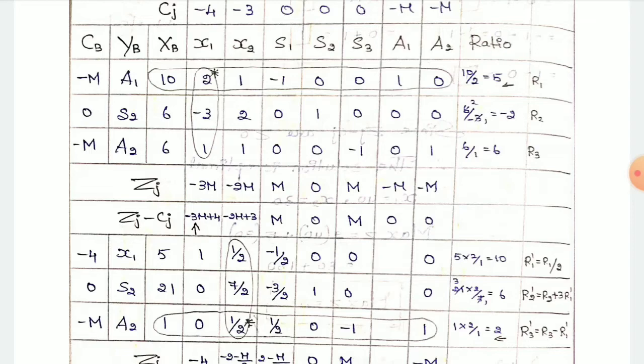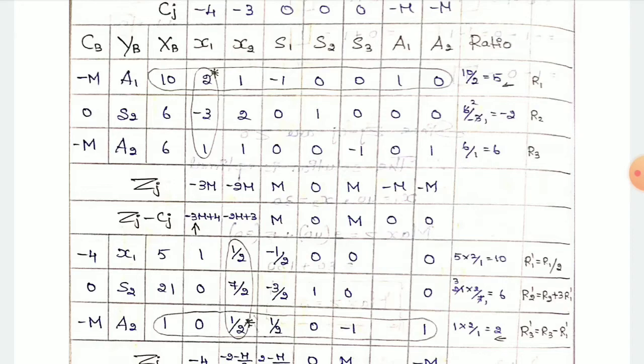R1 dash is equal to R1 divided by 2. So 10 divided by 2, 2 divided by 2, 1 divided by 2, minus 1 divided by 2, 0 divided by 2, 0 divided by 2. A1 you have to omit, A2 alone you have to write, 0 divided by 2.